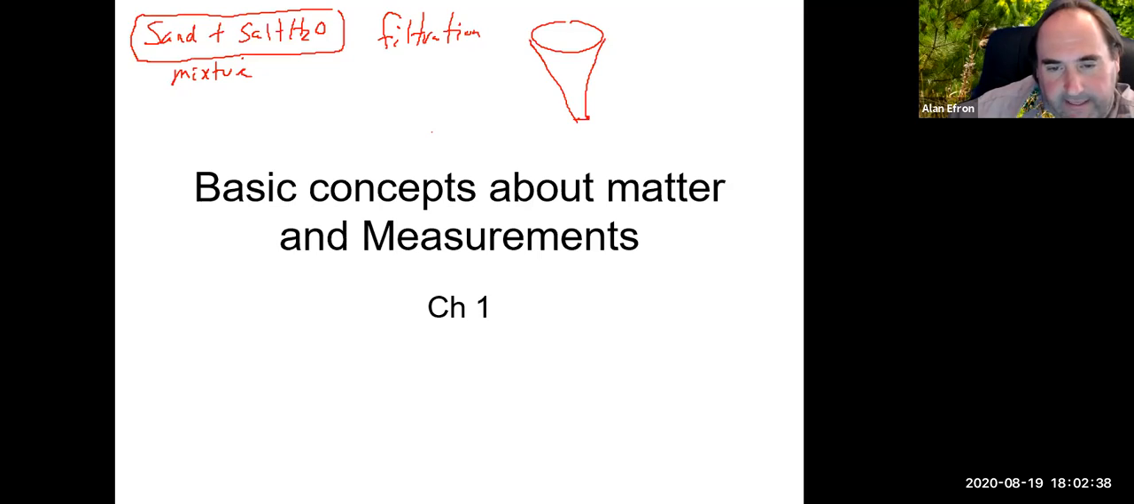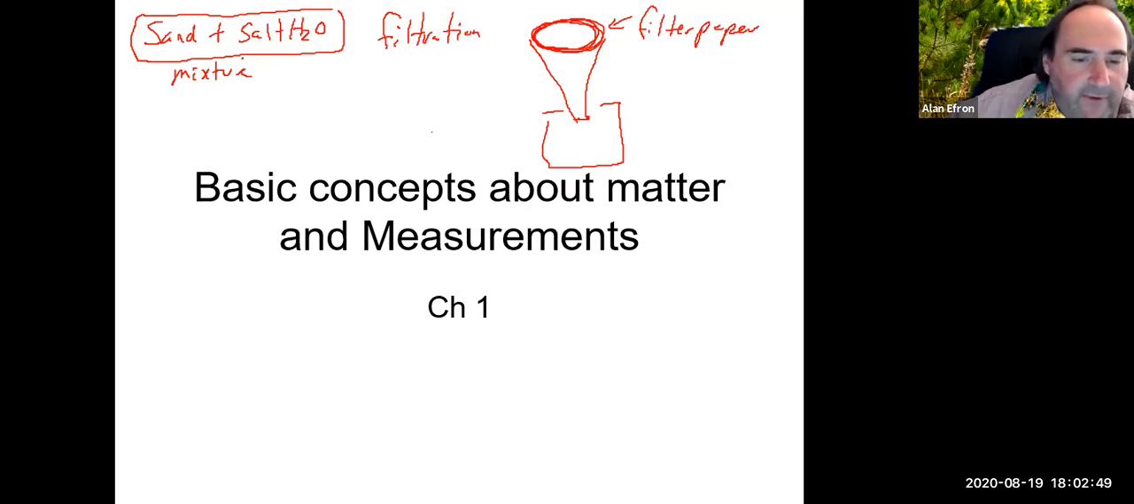you put a piece of filter paper in there, and maybe something to collect below. And if we take this mixture of the sand and salt water and pour it into our funnel, what's going to be trapped on the filter paper should be the sand. And dripping through here should be our salt water. And by doing this very simple process of filtration, we were able to separate out this heterogeneous mixture.